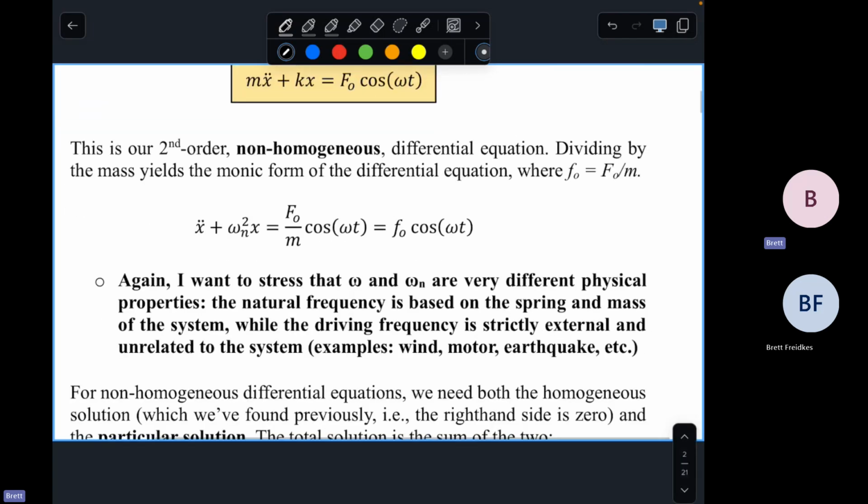And just like we did earlier in the class, when we divide by the mass, we convert it to this monic form relationship, where we define F naught over m as what we call little f naught. There's a lot of equations that we'll see that depend on little f naught. It's just a normalized force where you're dividing by the mass. And that's what the little f naught represents.